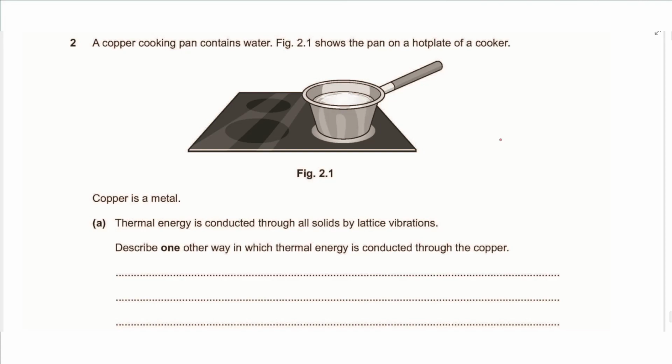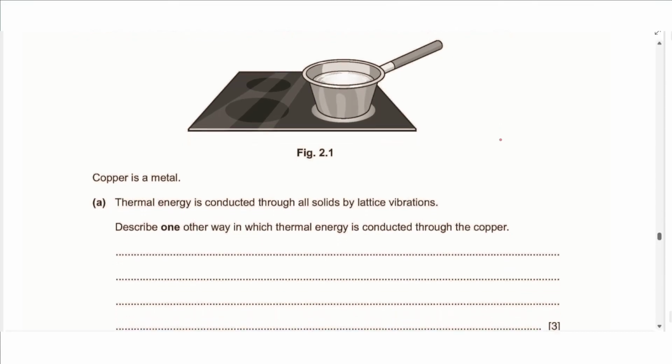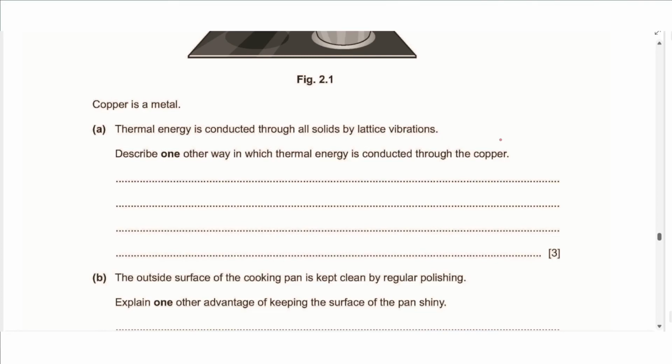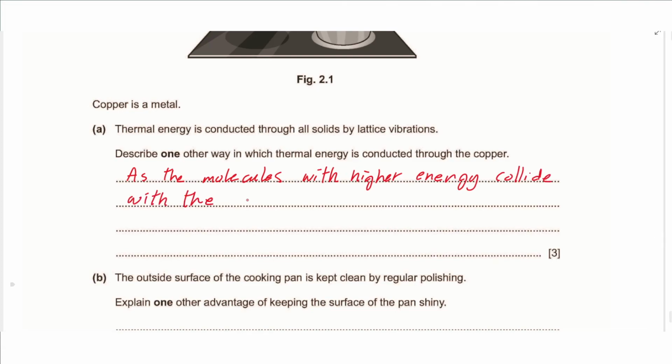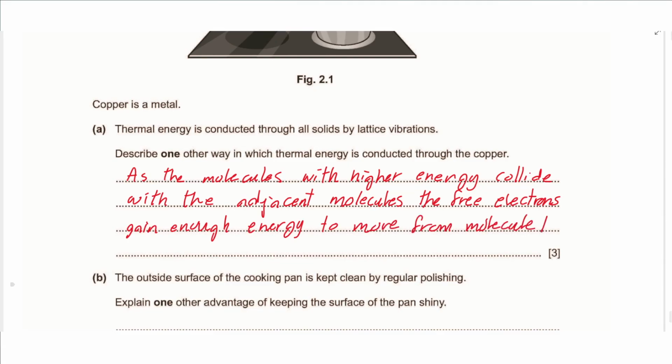Copper is a metal. Question A says thermal energy is conducted through all solids by lattice vibrations. Describe one other way in which thermal energy is conducted through the copper. So you can say that as the molecules with higher energy collide with the adjacent or neighboring molecules, the free electrons gain enough energy to move from molecule to molecule or from atom to atom, transferring energy.